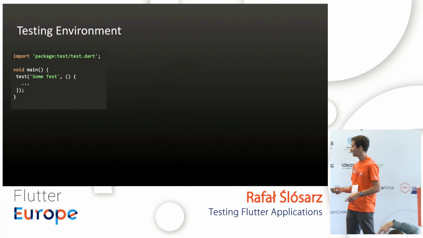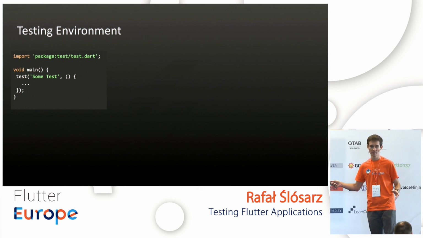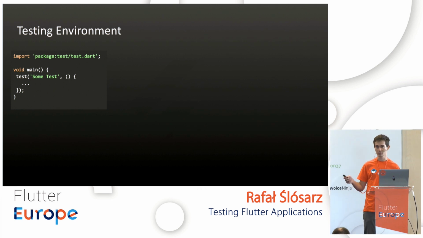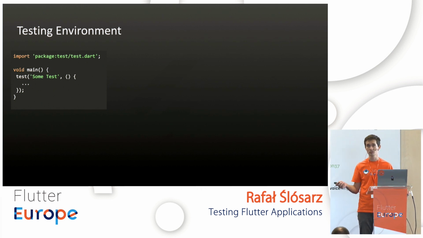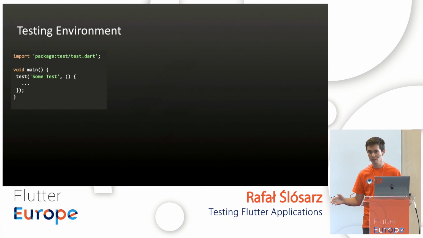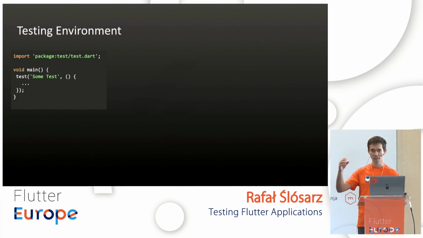So the testing environment, how it works. This is the simplest unit test that you will ever see. We have imported the package, we have the main function and a test function inside. So pretty much this is the first thing that's nice to notice. It's totally different from what we have on Android or iOS. We don't have a class with some annotations describing what our tests are.